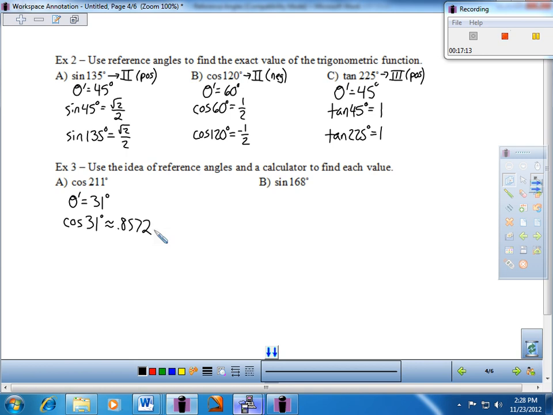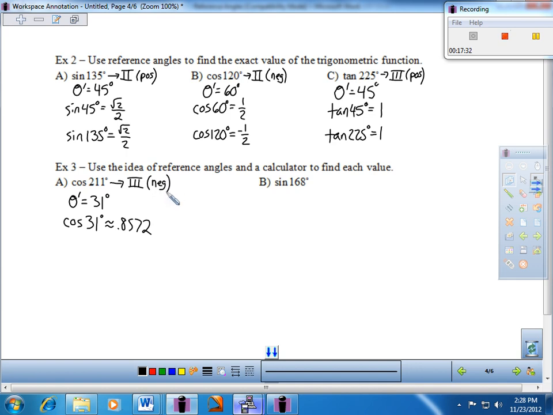Okay, good. 0.8572 for the cosine of 31 degrees. Now what that means, everybody, is that the cosine of 211 is going to be the same numerical value. 211 is in quadrant 3, and cosine is negative in quadrant 3.